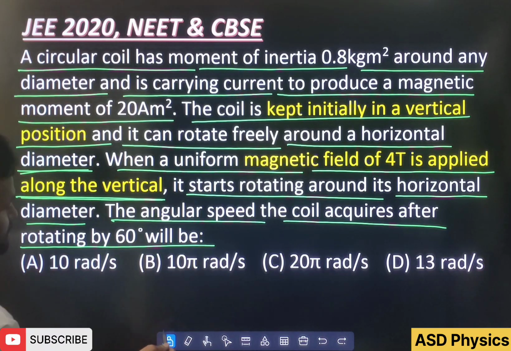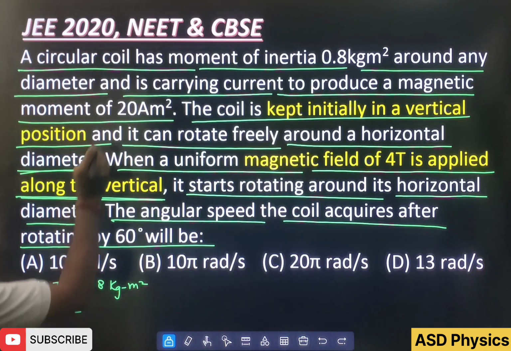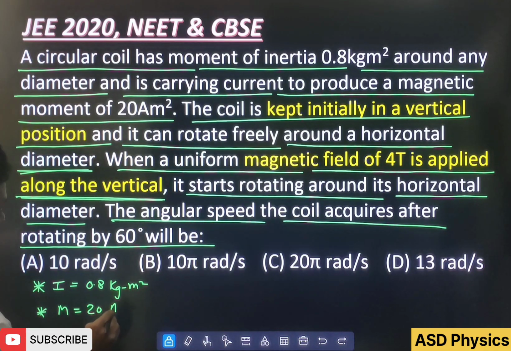So when we talk about this question, let's see. First we'll note down the data. Moment of inertia, what is given here? I is moment of inertia, not a current. So this is given as 0.8 kilogram meter square. And magnetic moment, what is given here? Magnetic moment means M. Magnetic moment of the coil is given as 20 ampere meter square.